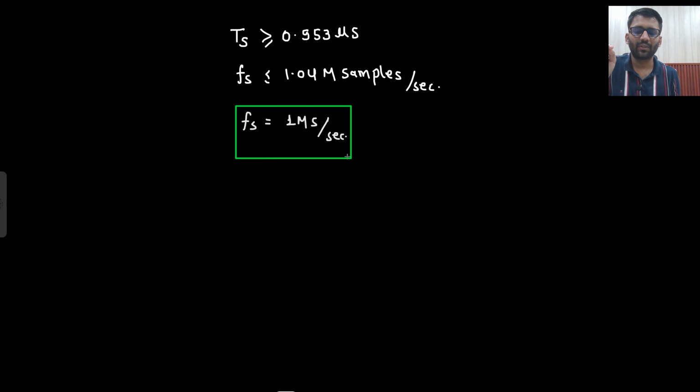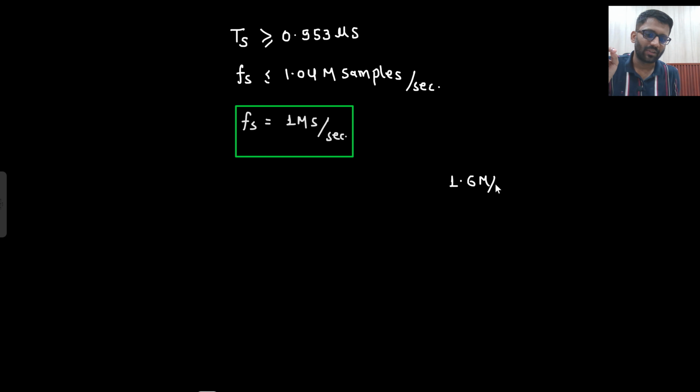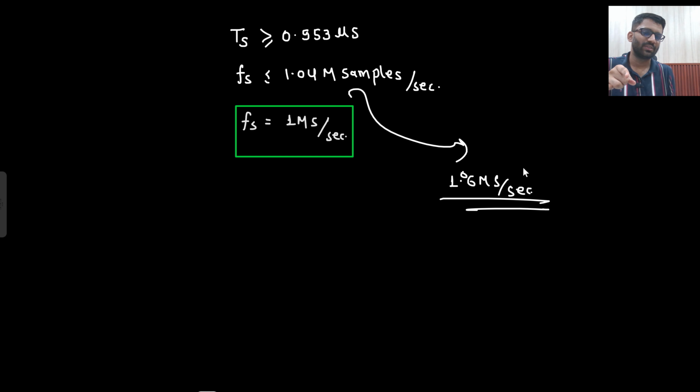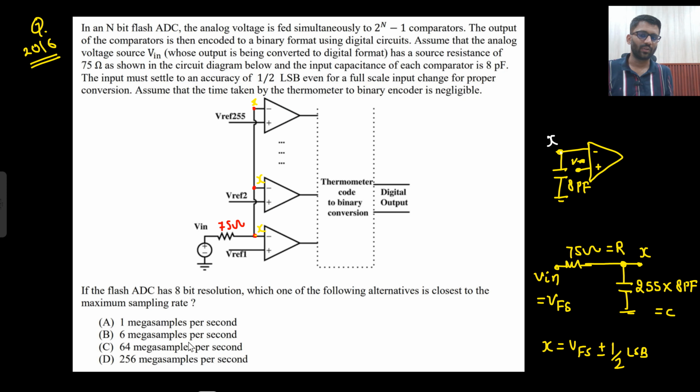If I had been the question paper setter, I would have put one of the options as 1.6 mega sample per second as well. Then people would think that 1.04, or rather 1.06, is near to this, so this should be the answer. No, your Fs should be less than that, and there is only one option.